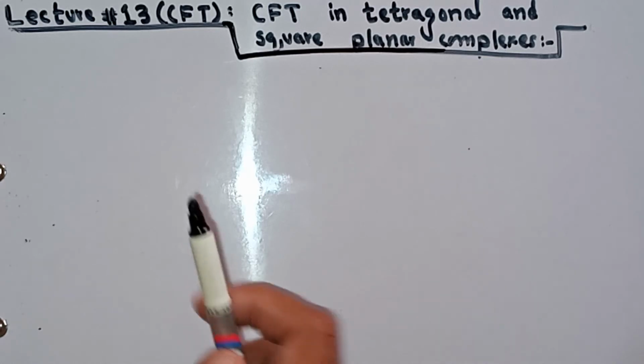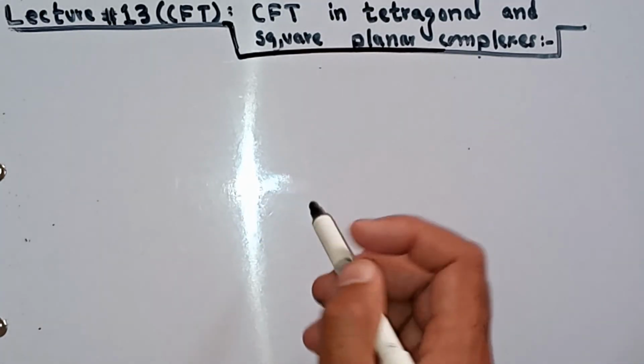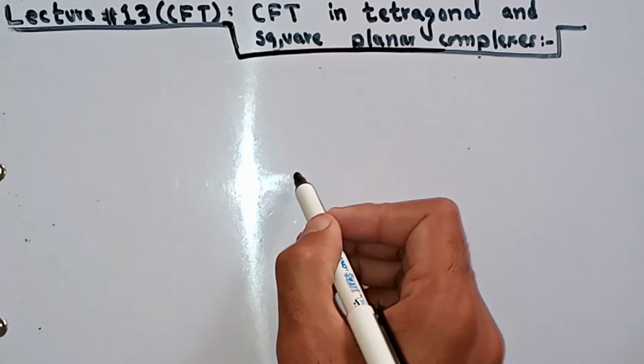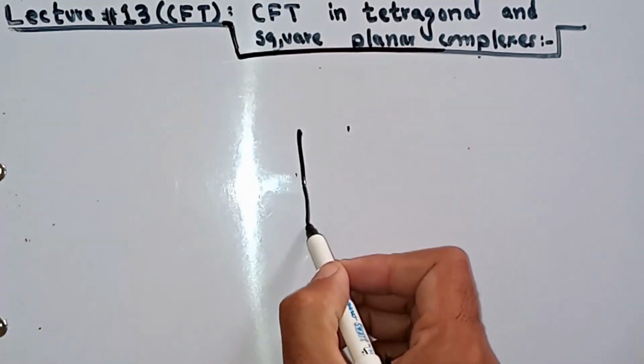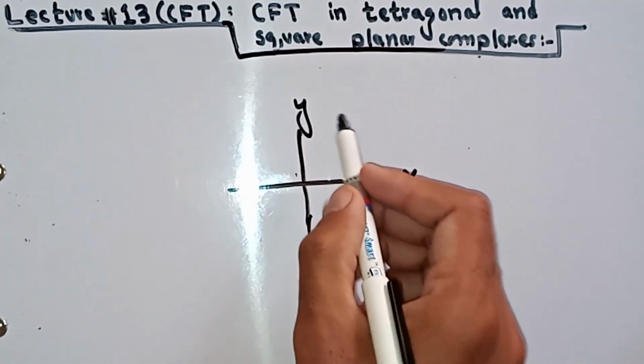So how will distortion occur in a square planar complex? First of all, what is a square planar complex? Let's suppose that this is the x-axis and this is the y-axis.